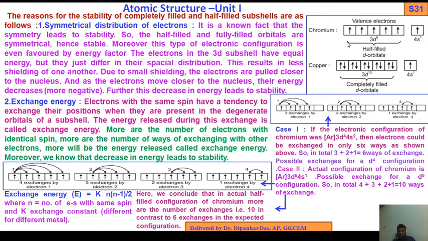So you see, chromium has d5, half-filled d orbitals in the valence shell. This is the d10 system, copper, fully filled, more stable. Now come to exchange energy.